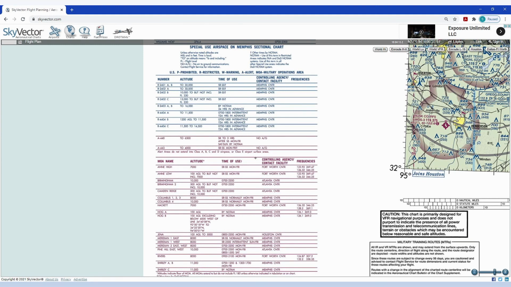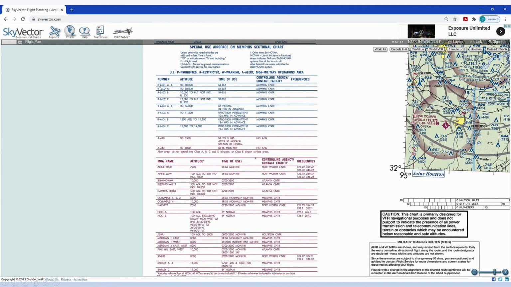So let's take a look at the special use airspace information on the Memphis sectional here. It lists the restricted, prohibited, and warning areas at the top, the blue airspace, and then it lists alert and then military operations areas down below that. It gives you the number of the area or the name of the area, and then it gives the altitudes that the area exists at.